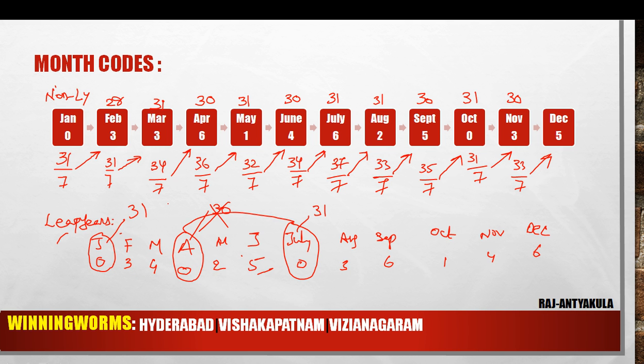Similarly, in a non-leap year, January and October will have the same calendar. In a leap year, January and July will have the same calendar.